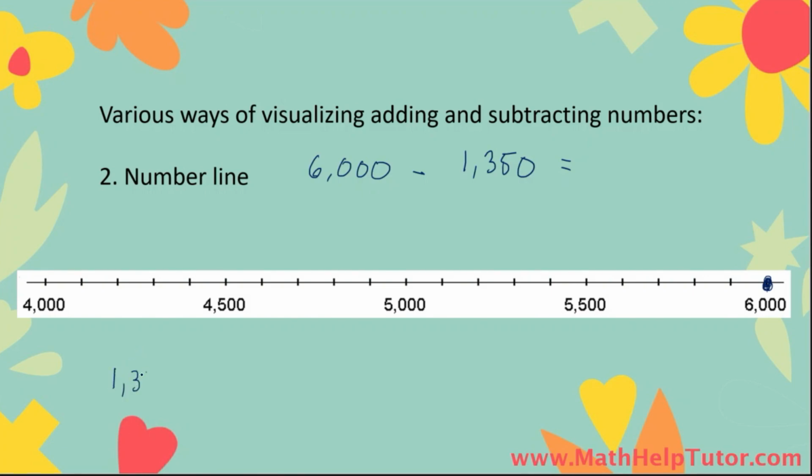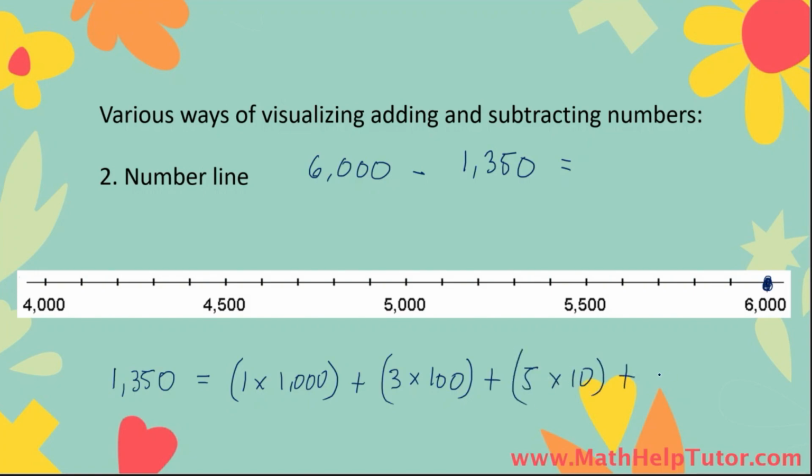So 1,350 is also equal to 1,000. Let's put a parenthesis here, plus 3 100s, plus 5 tens, plus 0 ones. So this is the expanded form of 1,350. And it's much easier now to skip count, since we know how many of the places we're going to subtract from the number 6,000. Let's first subtract 1,000 from 6,000.